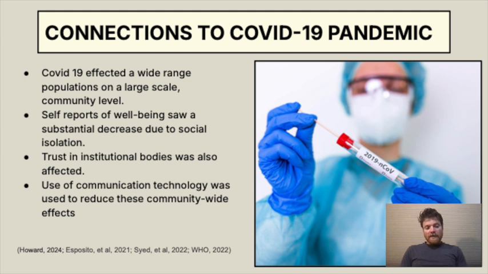So, as mentioned just a second ago, the COVID-19 pandemic affected a wide range of populations on a large community scale level. According to the sources at the bottom of this slide, Howard 2024, a news reporter from CNN, and the World Health Organization in 2022 said that self-reports of well-being, anxiety, and depression saw a substantial effect. You know, well-being going down, anxiety and depression going up.